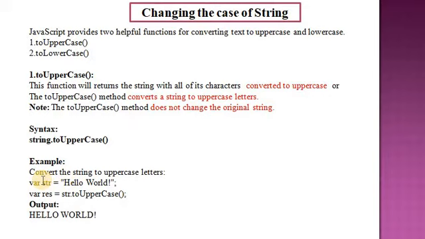Here one variable is there, that is str, and we assign the string hello world to that variable str, and in the variable res we store the result of the toUpperCase method, that is str.toUpperCase(). It returns hello world in uppercase letters. So the output of this is HELLO WORLD in uppercase.